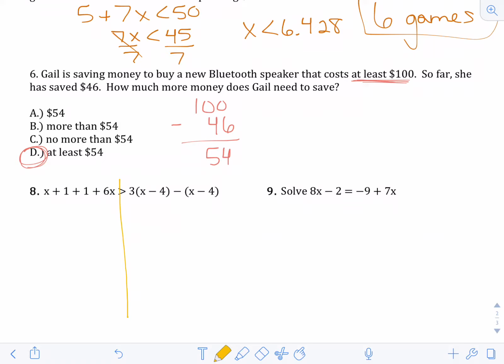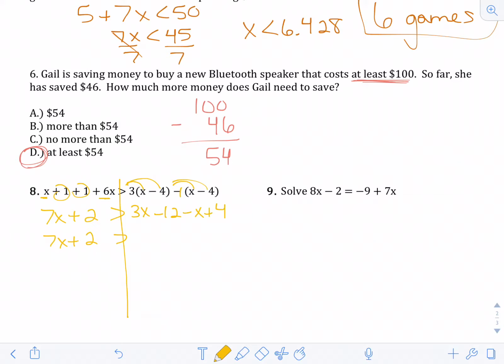So for number 8, we are solving this inequality. First thing I'm going to do is combine my like terms. I have x and 6x to give me 7x. I have a 1 and a 1 that would give me a 2. Over here I have a 3 I can distribute, and remember the negative minus sign, that becomes a negative 1 to distribute. That would give me 3x minus 12 minus x plus 4. 7x plus 2 I'm going to keep over here on the left-hand side.